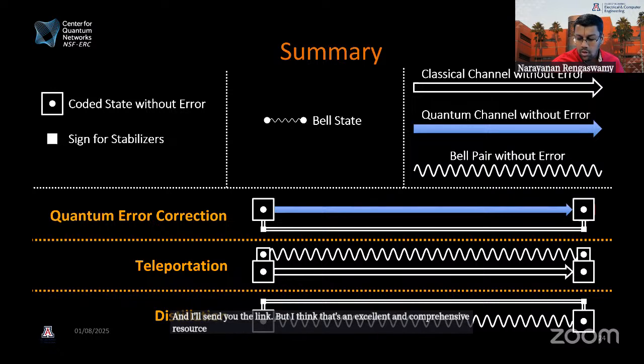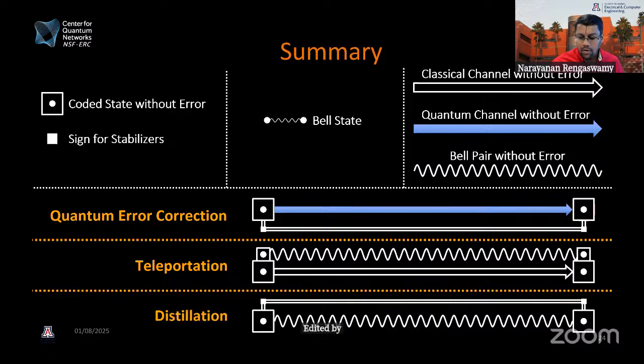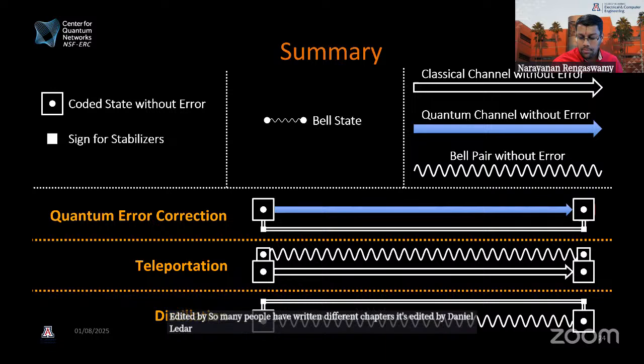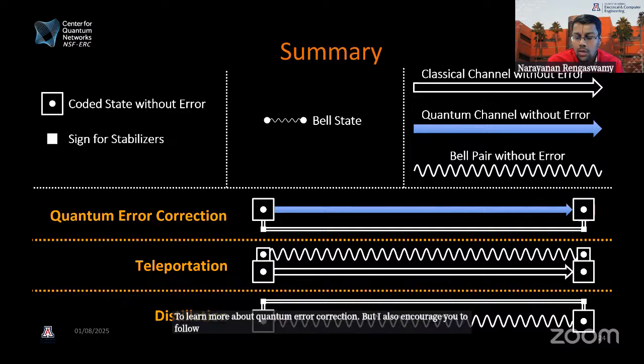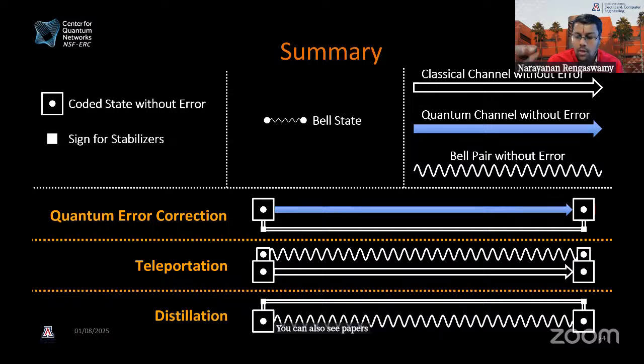There's also a book called Quantum Error Correction, where many people have written different chapters. It's edited by Daniel Lidar and Todd Brun. That's also an excellent resource. So these are some great resources to learn more about quantum error correction, but I also encourage you to follow the research. If you're from a research background, you can also see papers on this topic on arXiv.